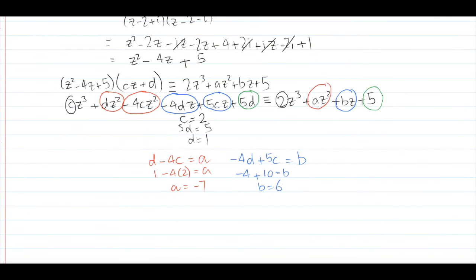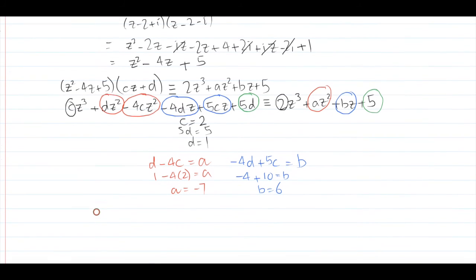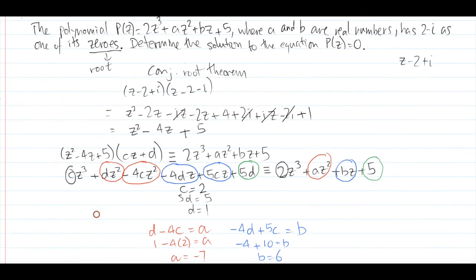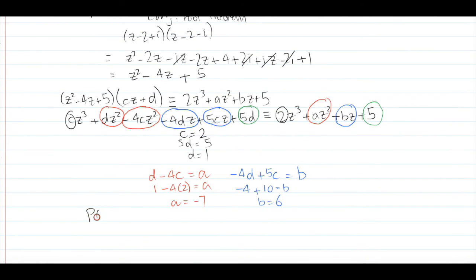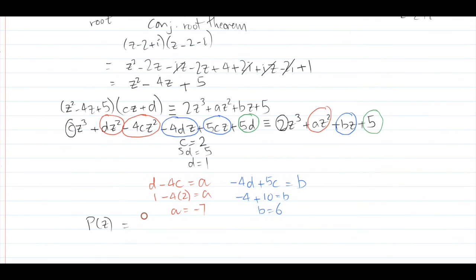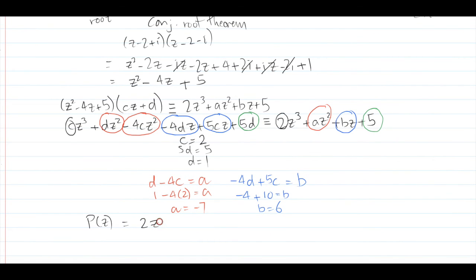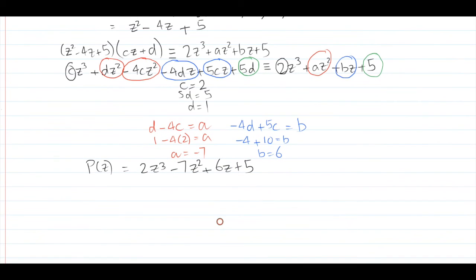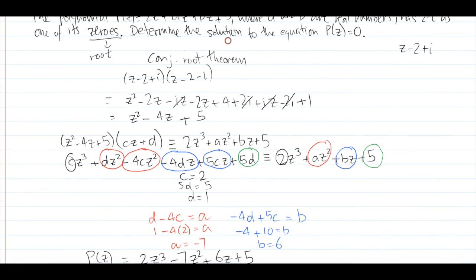Beautiful. Our final expression, our actual expression, would then be p(z) using our newly found a and b values, which gives us 2z cubed minus 7z squared plus 6z plus 5. So where there used to be an a, now we have a negative 7, and same thing with the b, plus 6z and plus 5. Okay, now the question asks us for the solution to the equation p(z) equals 0.